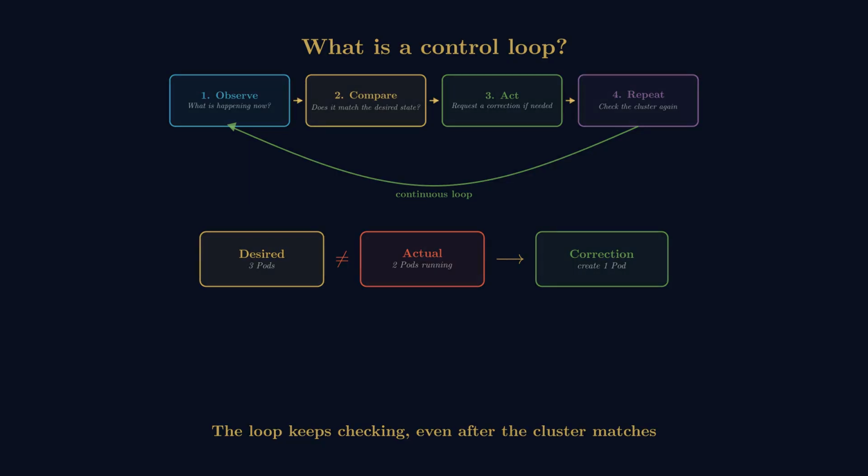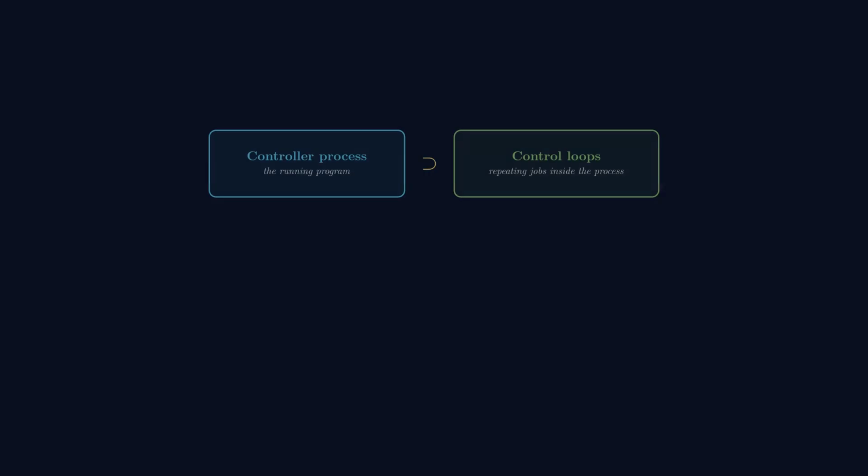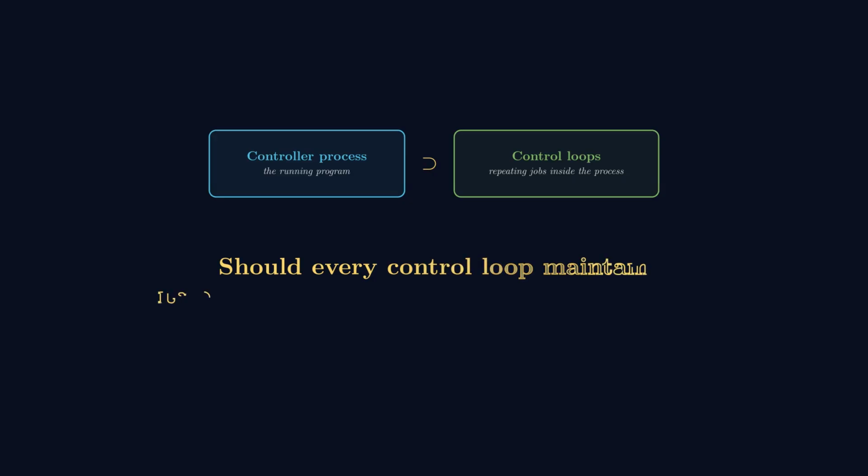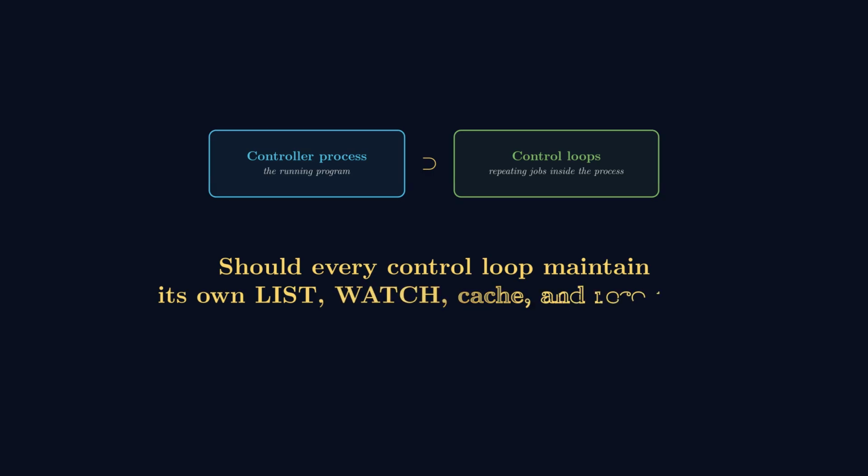A controller process is the running program. Inside it, one or more control loops can focus on different responsibilities. Several of those loops may still need the same pod information. That brings us to the question for this episode. Should every loop perform its own list, watch, cache, and recovery?